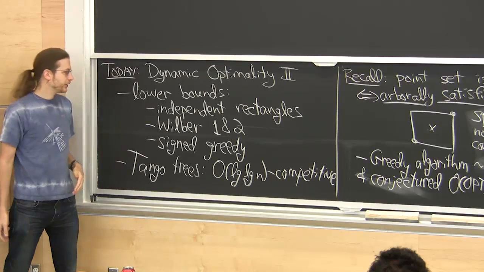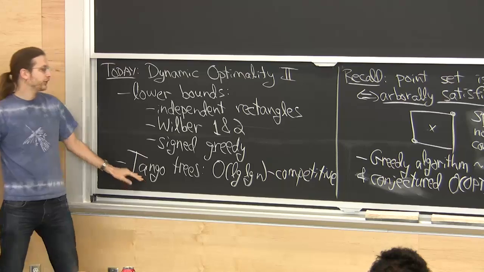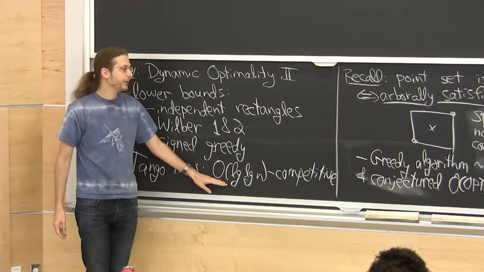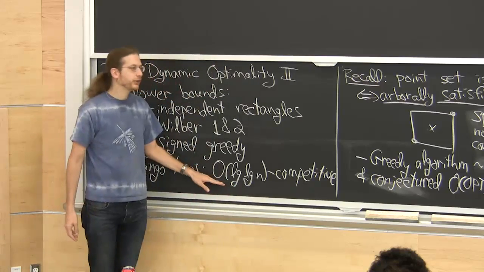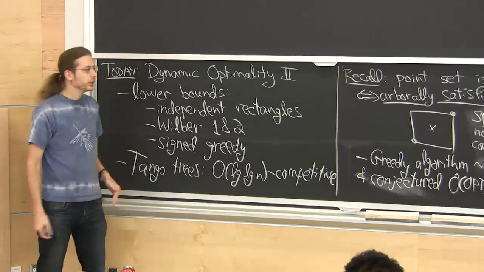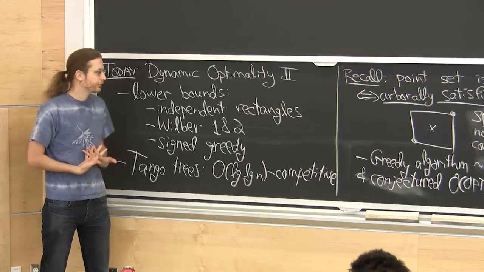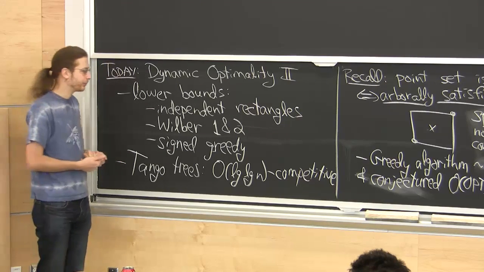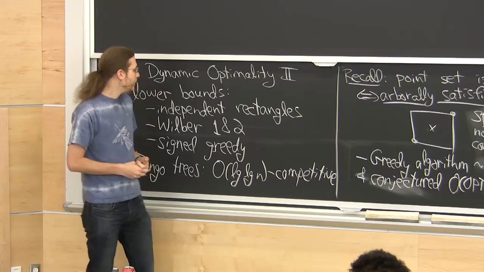But along the way, we're going to see Tango trees, which achieve this log log n competitive bound. So we think greedy is constant competitive. The best we know right now is log log n. This is an improvement over red-black trees, which achieve log n. Any balanced binary search tree is within a log n factor of optimal, because it's all between constant and log n that we're trying to do.